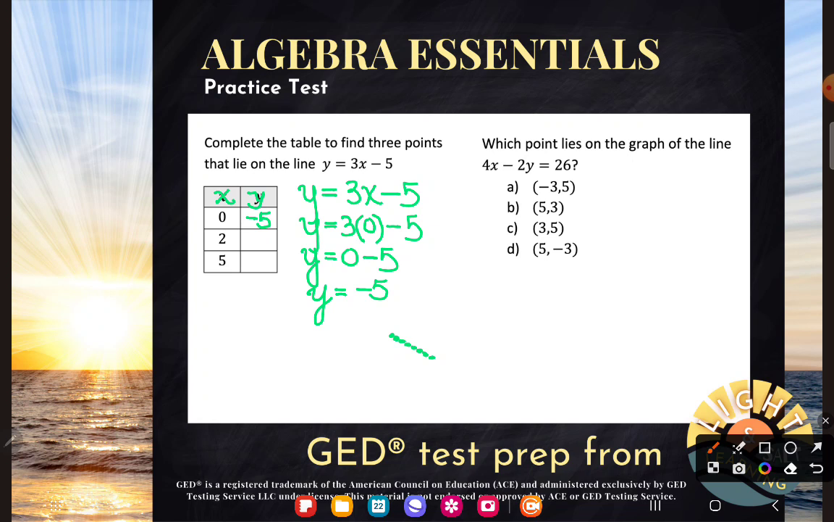Let's try the next one. In the next one, I'm plugging in 2 for x. So instead of y equals 3 times x, it's going to be y equals 3 times 2, because x is not a mystery anymore. It's 2 minus 5. So y is equal to 3 times 2 is 6. And if I take 5 away from that, of course, my y will just be 1.